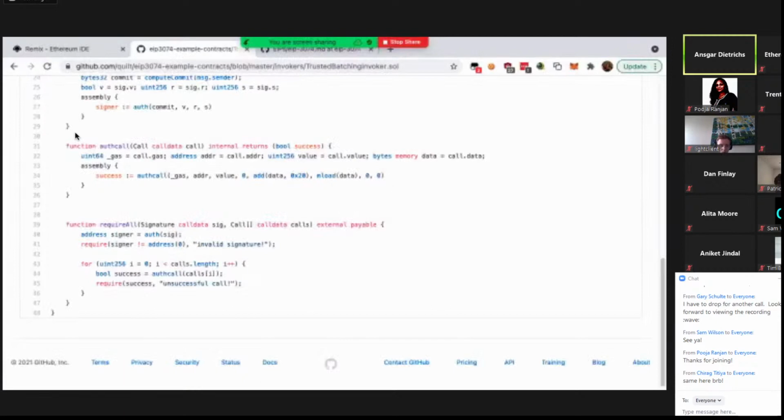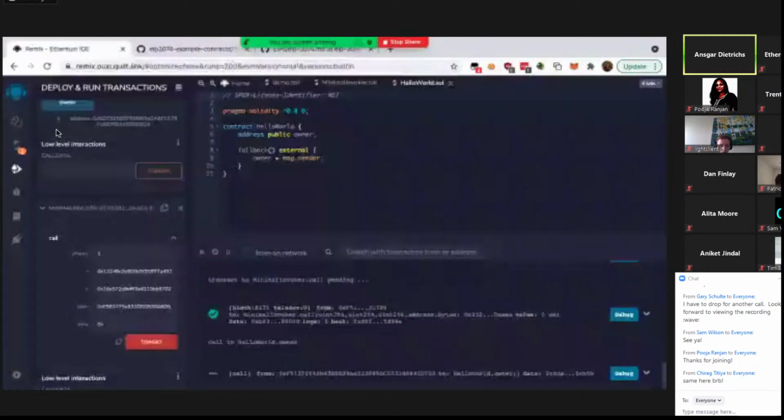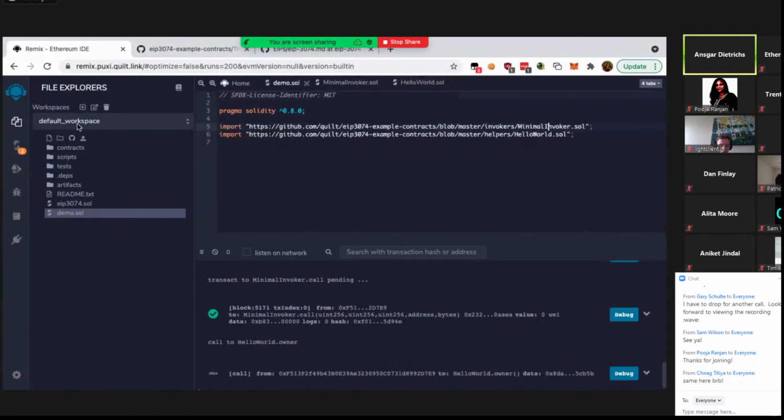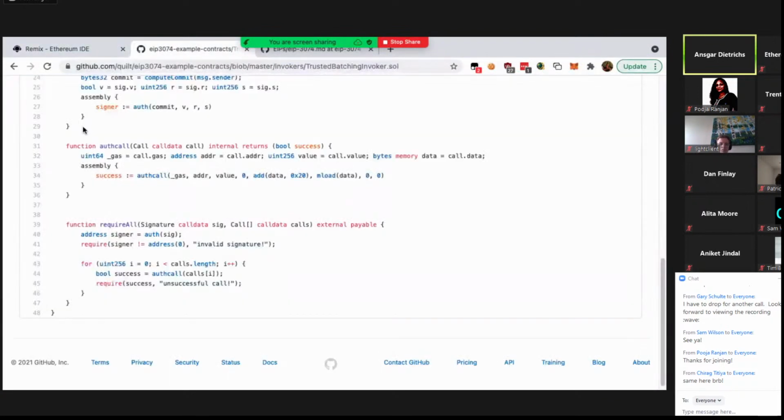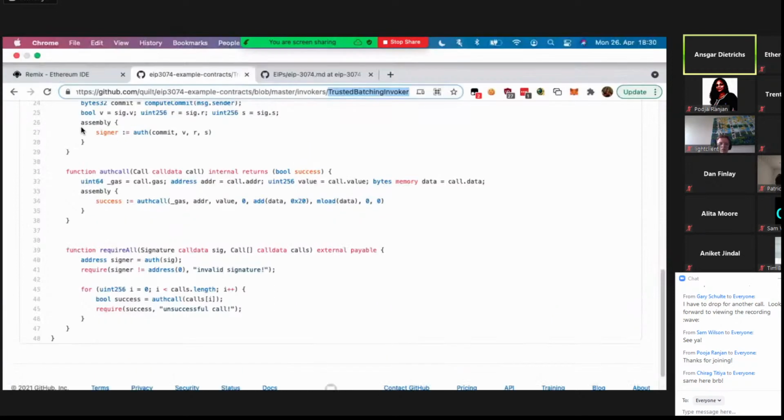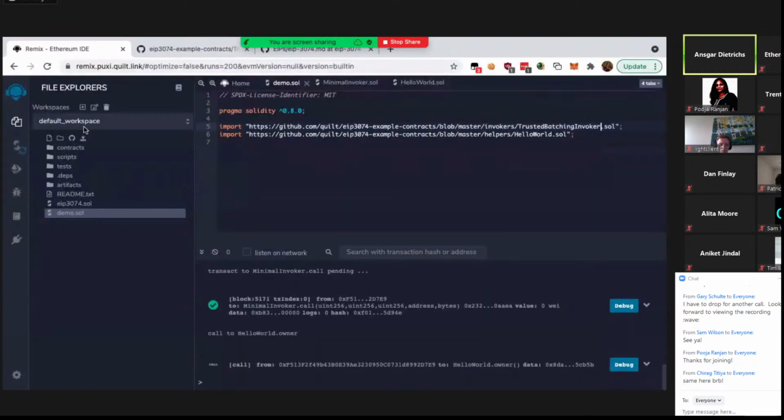calling from EOAs directly. If you were to call into both of them from this EOA directly, you'd have to send two transactions. But now we are sending one transaction into both of them.